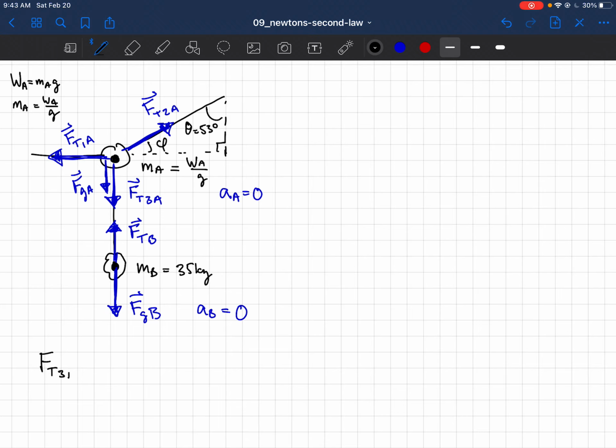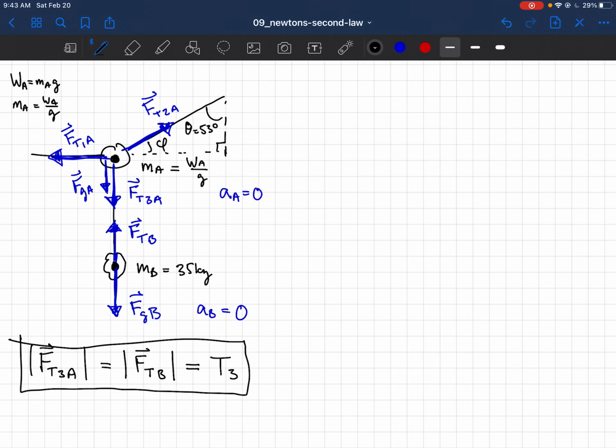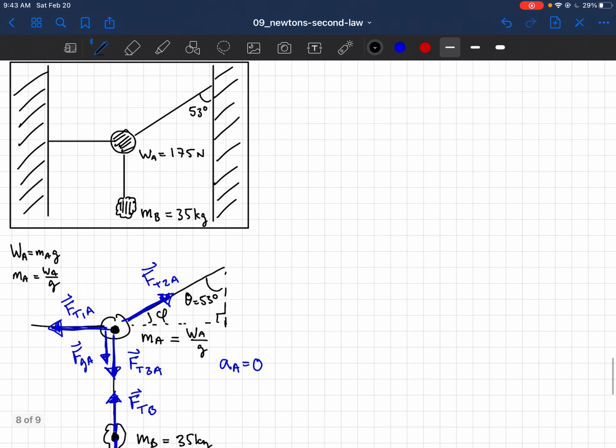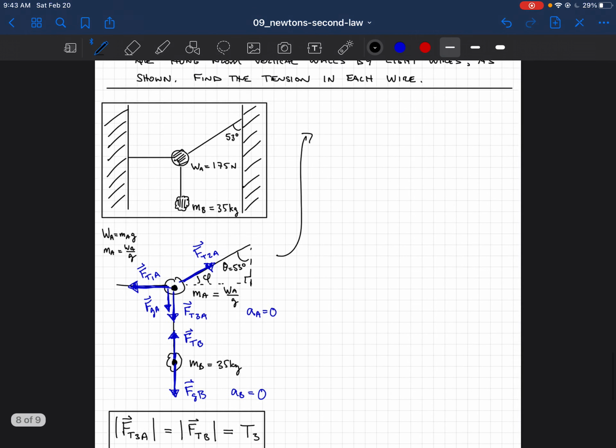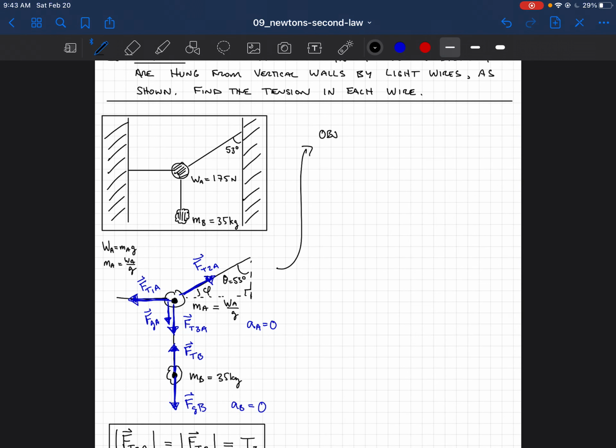the magnitude of force of tension 3A is equal to the magnitude of force of tension B, the one that's pulling up on B, and then I could give it a simpler name. So because I have T1 and T2, I'll call this T3. So at some point, I'm going to use that equation, so I might make it a boxed equation because it's like an additional piece of information that we have here. Okay, now we're ready to do Newton's second law. So let's start here. So we have object A.